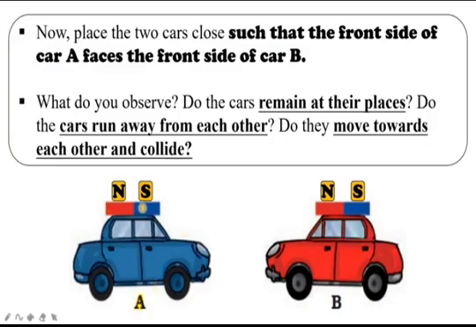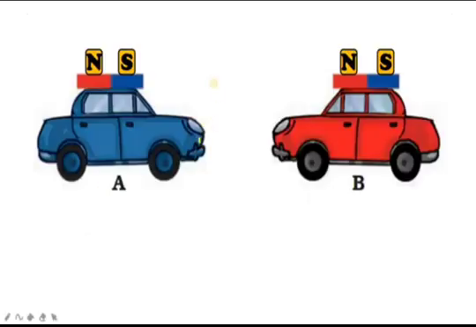In the case of A, now place the two cars close such that the front side of car A faces the front side of car B. What do you observe? Do the cars remain at their place? Do the cars run away from each other? Do they move towards each other and do they collide? Children, by looking at figures A and B, what do you understand?